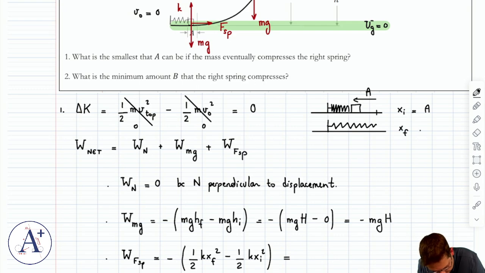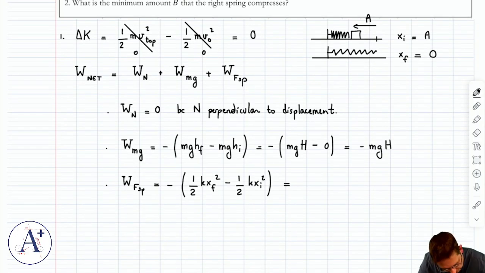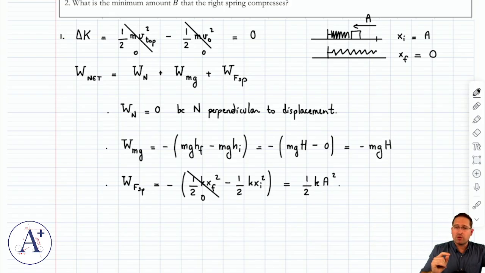And x final is going to be 0 because it is no longer stretched nor compressed, because the block's gone. So then this is going to be 0. And so minus minus is plus 1/2 k a squared. That is a positive amount of work. Makes sense. The spring force is the reason why the block moves. Therefore, it helps the block move. It does positive work.